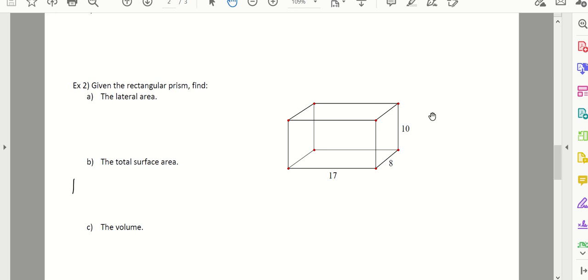Just so we're all on the same page, let's say our bases are the 8 by 10 side on the right and the 8 by 10 side on the left, which means our lateral faces would be these rectangles here in the front and the back and the top and the bottom. So keeping in mind, let's call the base the right side and the left side, the 8 by 10 side and the 8 by 10 side. Find the lateral area, the total surface area, and the volume now.